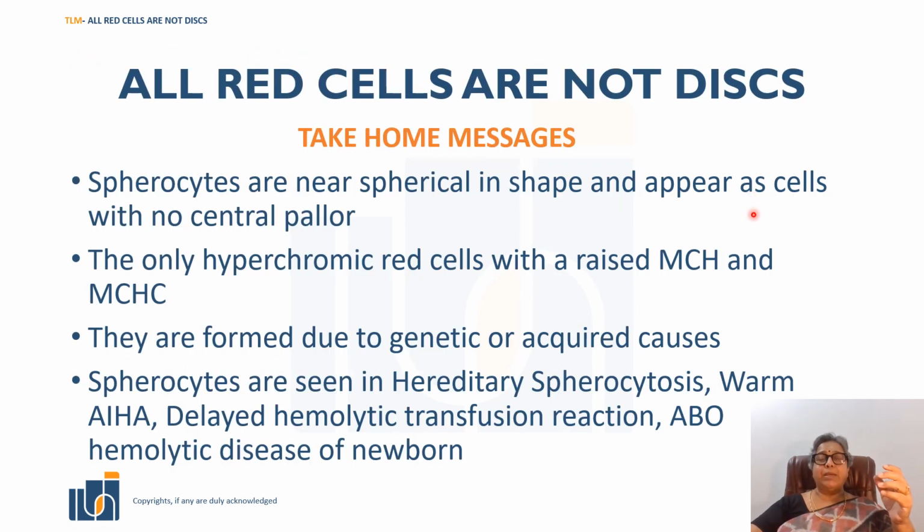Now, what are the take-home messages? Spherocytes are near spherical in shape with an increased MCH and MCHC, and on a stained smear, they appear as cells with no central pallor. They can either be inherited, which is hereditary spherocytosis, or acquired because of various causes of hemolytic anemia. So they're seen in hereditary spherocytosis, warm autoimmune hemolytic anemia, delayed hemolytic transfusion reactions, ABO hemolytic disease of the newborn, and so on and so forth.